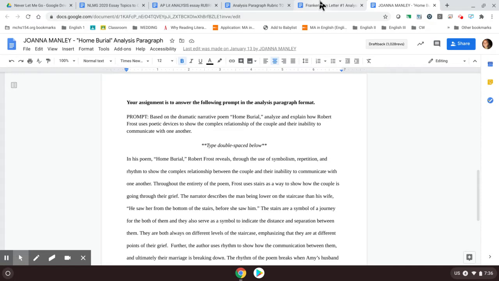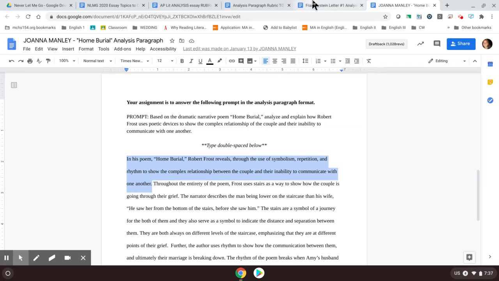So the first thing when I look back to my structure is that they should have a topic sentence. Our first sentence: In his poem Home Burial, Robert Frost reveals through the use of symbolism, repetition, and rhythm to show the complex relationship between the couple and their inability to communicate with one another. This one is a little repeaty for me. They basically restated the prompt, but at least you could say it's arguable because they said that they cannot communicate with one another. Again, it's a little too repeaty for me, but you can see this is what a topic sentence looks like.